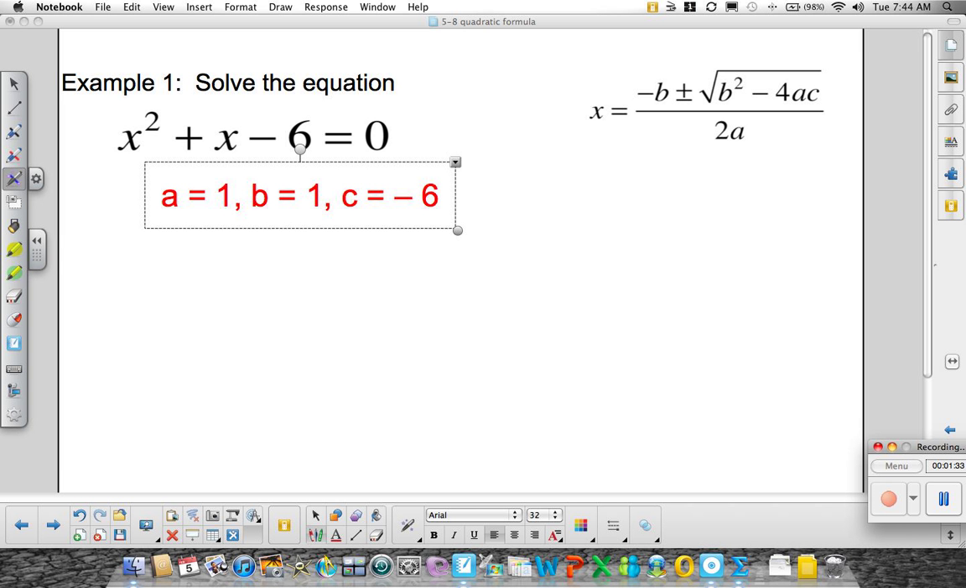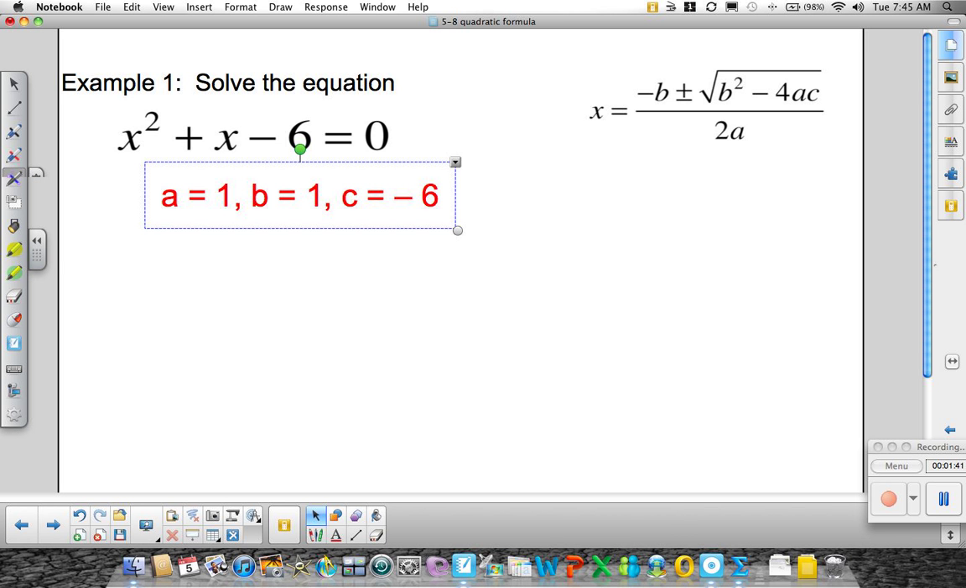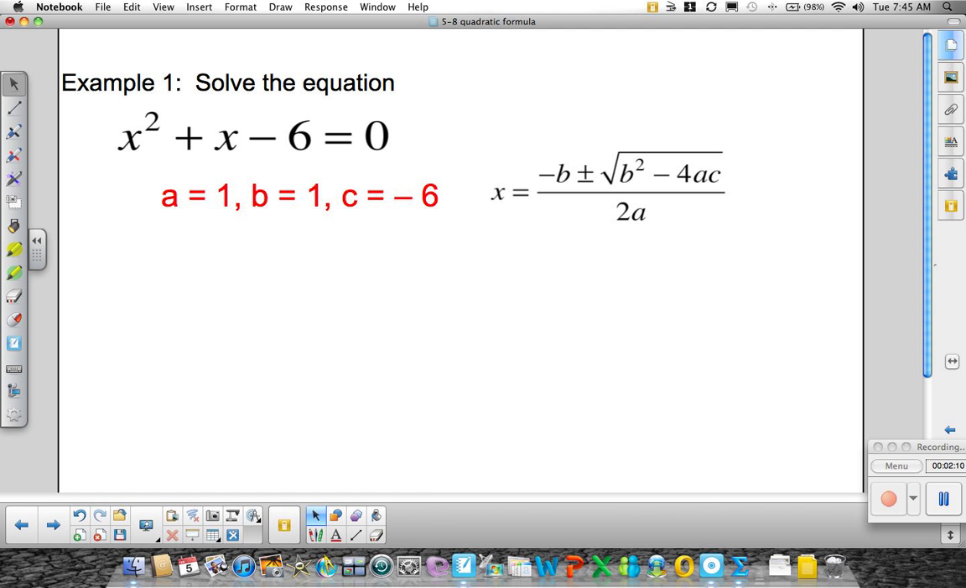Okay, so here in example 1, we want to solve the equation x squared plus x minus 6 equals 0. So everything's already set equal to 0. That's fantastic. Looking at this, we can see that the coefficient of x squared is 1, so a is equal to 1. The coefficient of the x term is 1, so b is equal to 1. And the constant, I'm subtracting 6, so c is equal to negative 6. I rewrote the quadratic formula on this page just so we'd have it to reference. Now we'll take all those values and plug them into the quadratic formula.